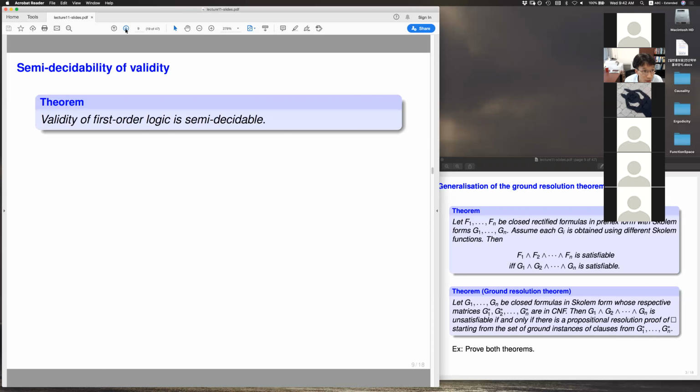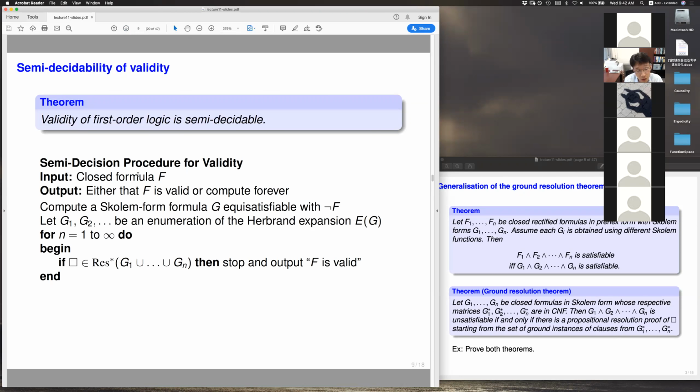So here's a reminder. The algorithm takes a closed formula F, and the goal of the algorithm is to check whether the formula is valid or not. But the way this algorithm behaves is that if the formula F is valid, then this algorithm will return and say the formula is valid, and the output will always be correct. Otherwise, if the formula is not valid, the algorithm goes into an infinite loop.